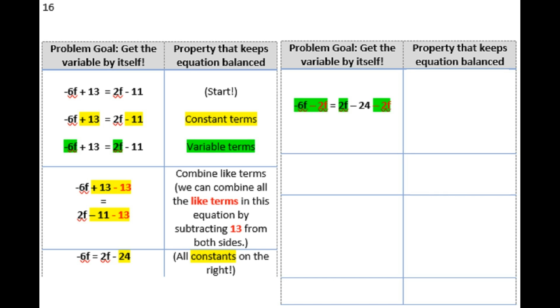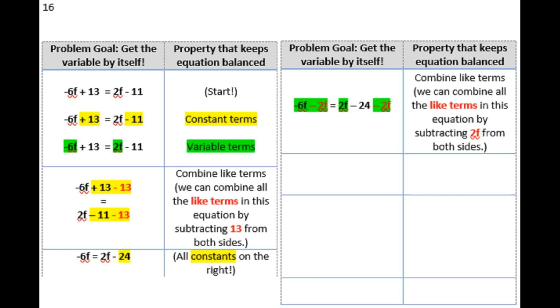So here we go. We're going to subtract 2f from both sides. That's negative 6f minus 2f equals 2f minus 2f. And what we end up with is negative 8f equals negative 24. Now all my variables are on the left-hand side. Now we have an equation we can solve, and it's just one step.